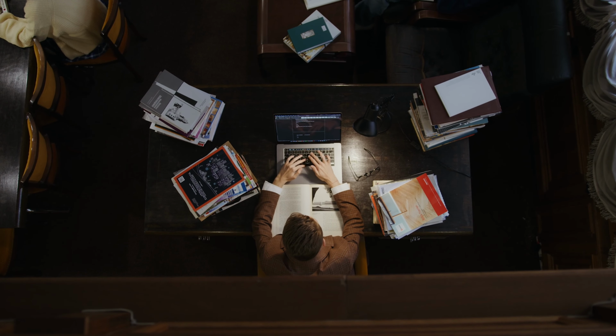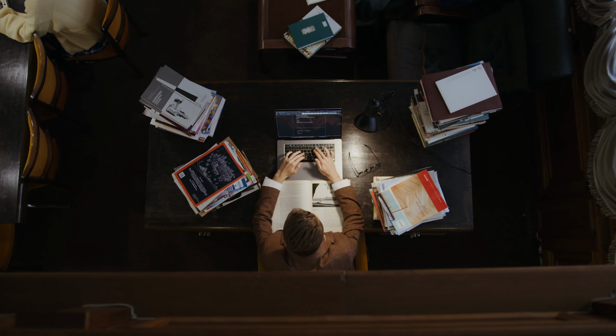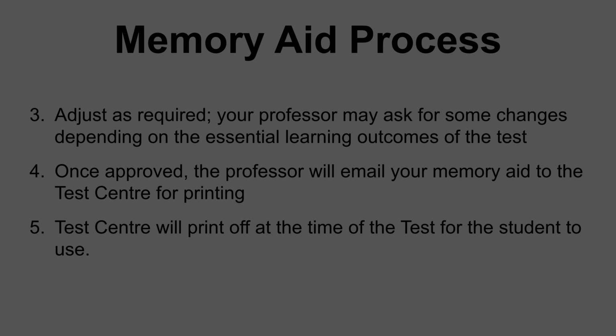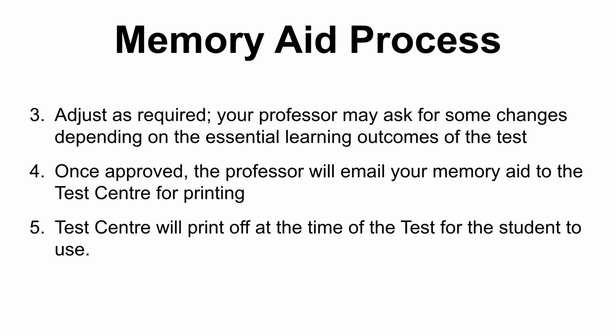Now that we know how to create the memory aid, let's review the process to access this accommodation. 1. Create your memory aid. One double-sided 8.5 by 11 sheet of paper, either typed or handwritten. 2. Email your professor 1 week in advance of the test to review and approve your memory aid. 3. Adjust as required. Your professor may ask for some changes, depending on what is being tested and the essential learning requirements. 4. Once approved, the professor emails the memory aid to the test center. 5. Test center will print off at the time of the test for the student to use.